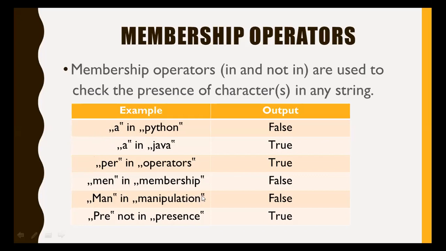Man in manipulation, man, it is MAN. So here it is written false, but it will display true. Also, here it is written in capital, so it will be false. So it is case sensitive. Case sensitive means whatever you are assigning a value with must be compared with the same. If you are writing capital, that must be capital. So it will check with the same. Pre not in, pre is there, it will display true.